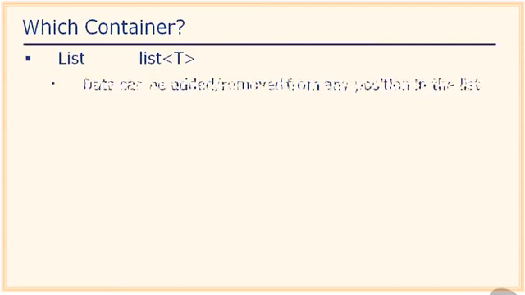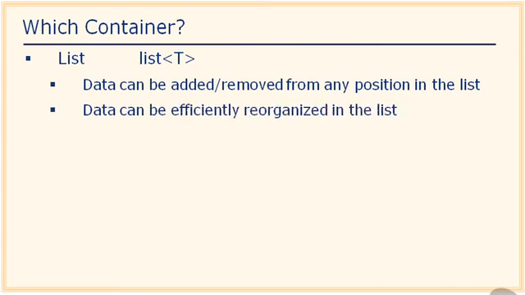Now let's move on to the list. And this is another popular one. Data can be added or removed from any position in the list. Now the data can also be reorganized. So think sorting. Anytime I'm going to collect a list of things and then sort it in some sort of order, the list container is the one I want to use.